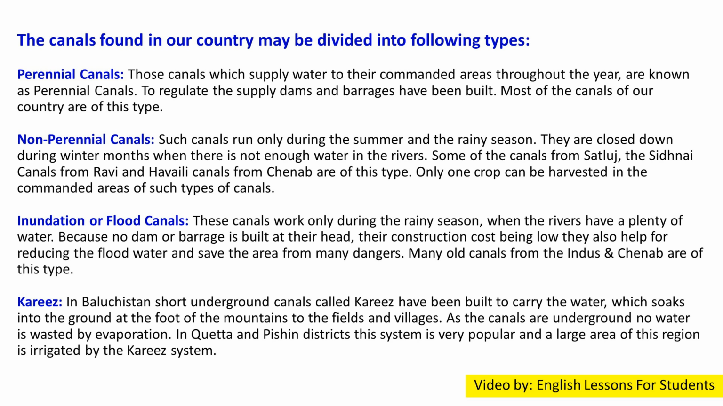Non-perennial canals. Such canals run only during the summer and the rainy season. They are closed down during winter months when there is not enough water in the rivers. Some of the canals from Satluj, the Sidhnai canals from Ravi and Haveli canals from Chenab are of this type. Only one crop can be harvested in the commanded areas of such types of canals.